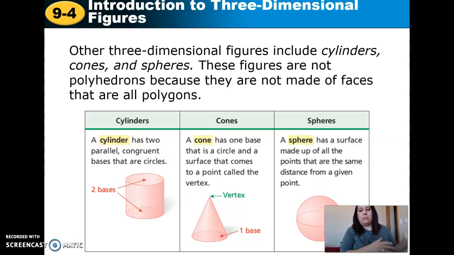So everything we talked about before, if it was a prism or a pyramid, those are polyhedrons. The things that we're talking about now are not polyhedrons because they're not made of polygons. All their faces are made of different things.